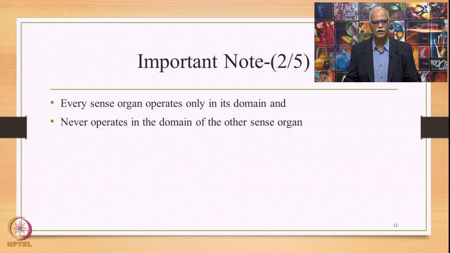So every sense organ operates only in its domain. That is the conclusion of this. Every sense organ operates only in its domain and never operates in the domain of the other sense organ. Never. This is never done. And that is the reason why the concept of language, according to the Indian philosophical tradition, is primarily restricted to the domain of shabda, that is sound, that is the domain of shrotra, that is ears. So language is correlated with ears.